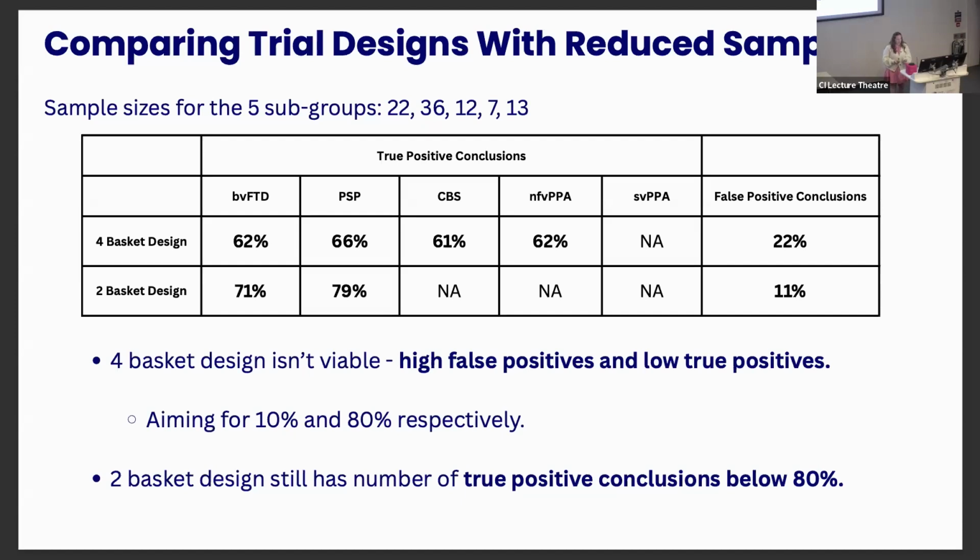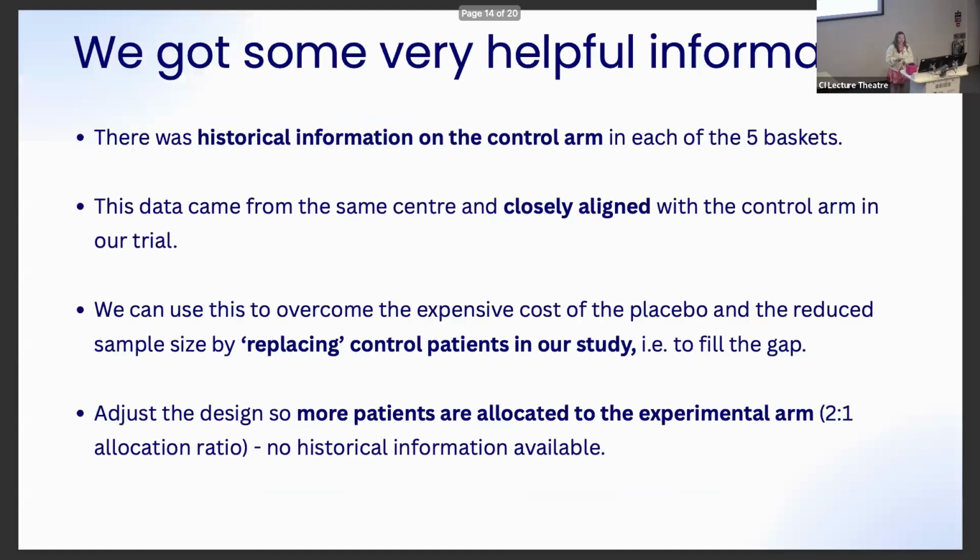And the 2-basket design, we had 71 to 79% power, so better, but still below the 80% level. But our type 1 error was controlled to 11%, which is much closer to the 10%. So we went with the 2-basket design, but it wasn't ideal.